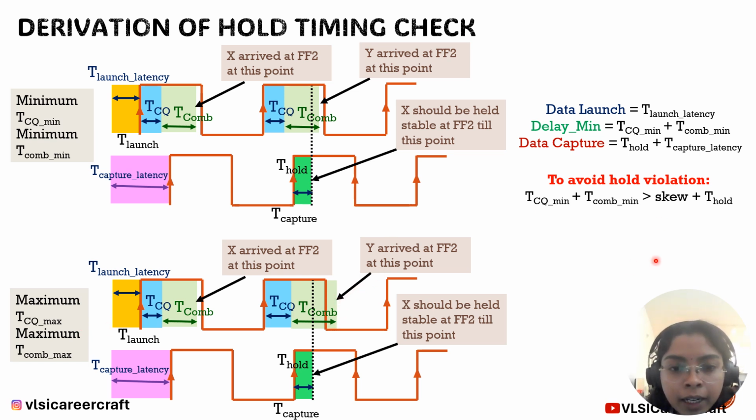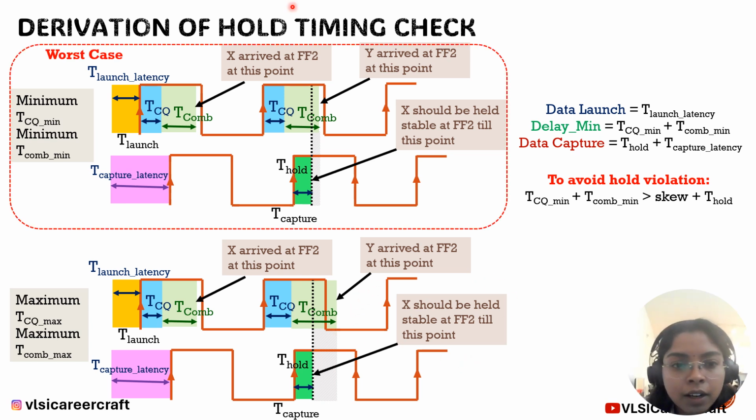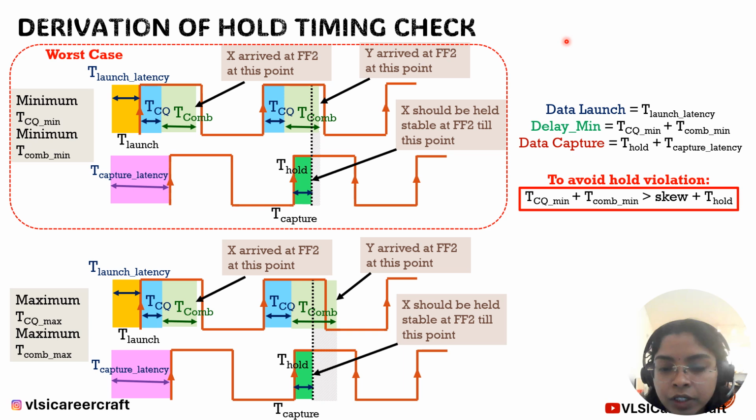The hold time frame in the first case is this, and the hold time frame in the second case is this. Here we have a lot of margin for Y to arrive, so this will not be the worst case. We take the first case, where the clock to Q and T combinational delays are minimum, as the worst case, and the final equation can be written like this: the sum of both delays at minimum should be greater than skew plus T hold.